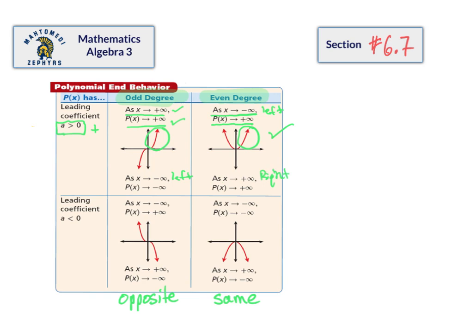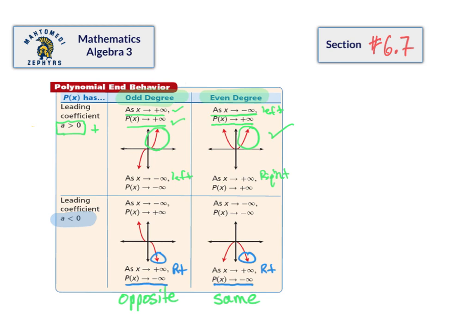Now notice on the second row of the column, now we're talking about when A is a negative coefficient. Now notice where both right sides of the graphs finish. Both right sides of the graph finish going down. Down means the function p of x is going to negative infinity as x goes to the right. They're going down. Again, if it's even, it finishes the same way. Right? This is an even function, so it finishes in the same direction.